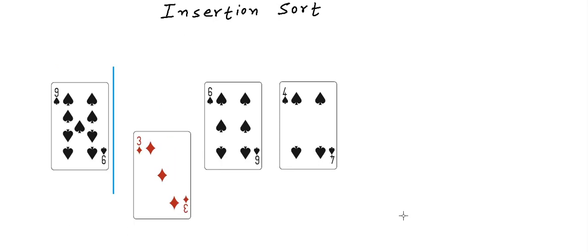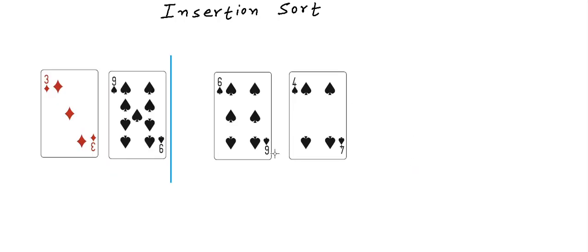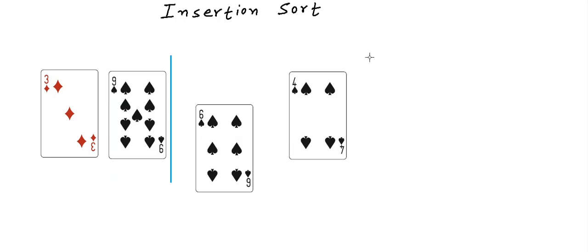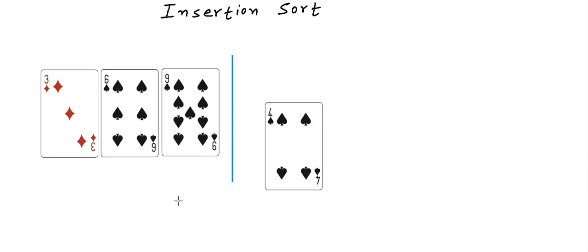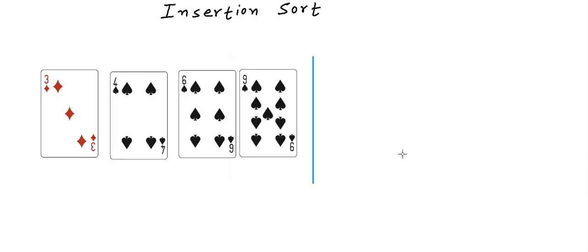Now we pick up the next card from the unsorted part. It's 3. It will be inserted before 9 in the sorted part. Now we'll pick 6, and 6 must be inserted between 3 and 9. And finally we will take 4, and 4 must go between 3 and 6. It should be inserted between 3 and 6, and we are done once our unsorted subset is empty.